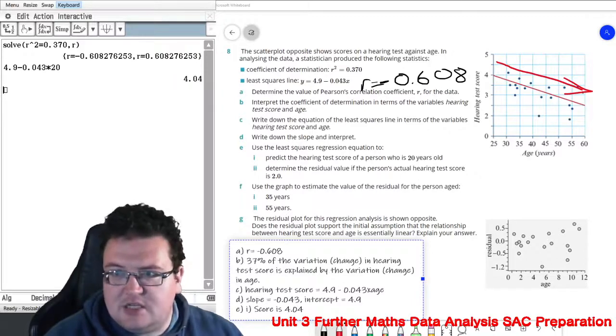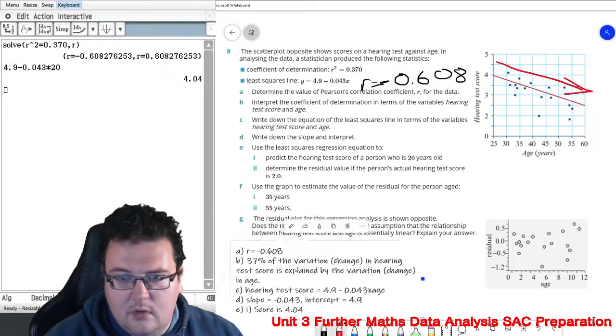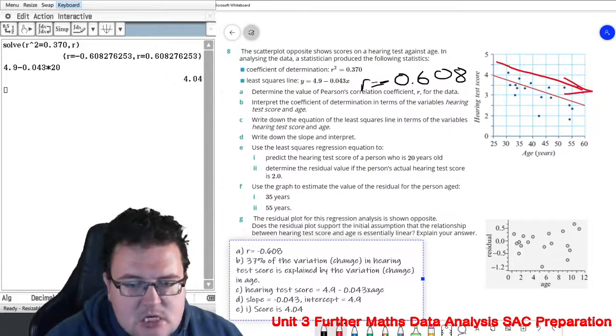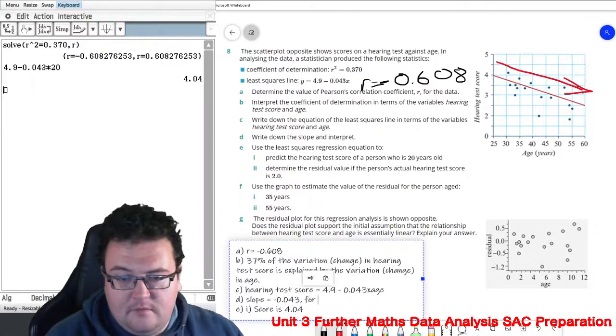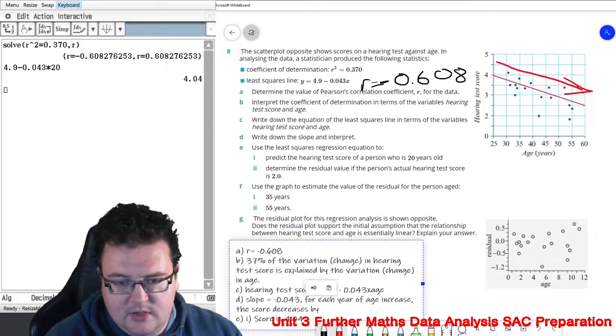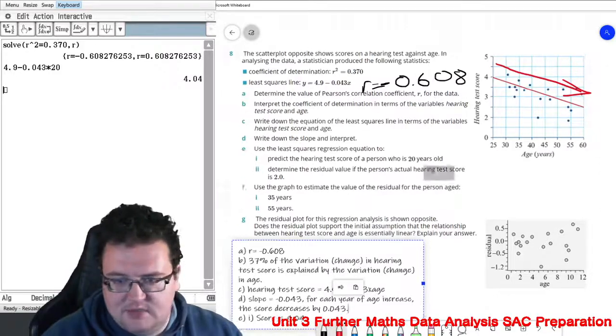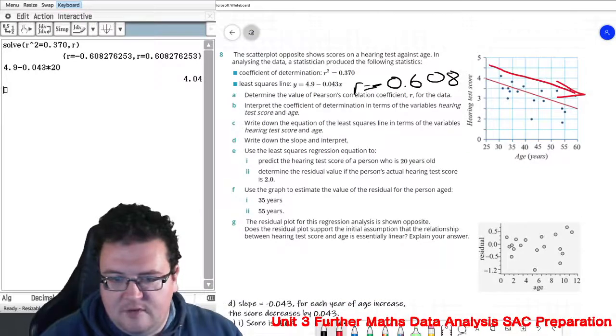Now, question, actually, now that I think about it, question D, yeah. Write down the slope and intercept. I'm silly. Interpret. For each year of age increase, the score decreases by 0.043. That's what that was. That's my mistake. It's called not reading the question, which everybody is guilty of sometimes.